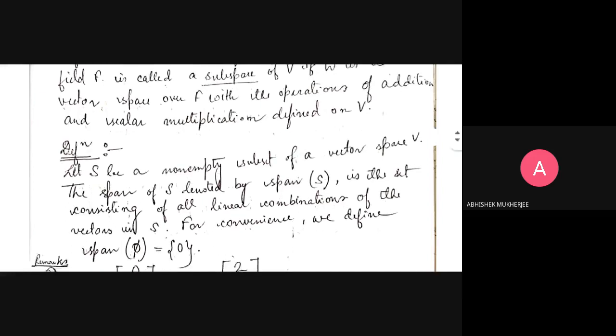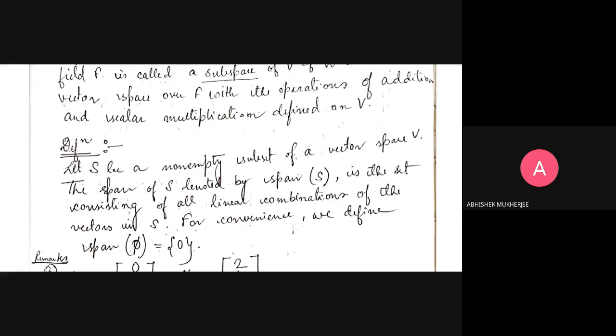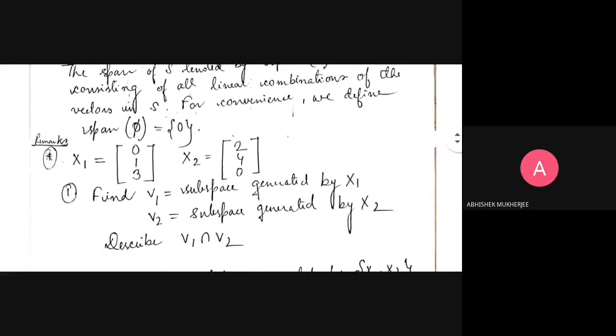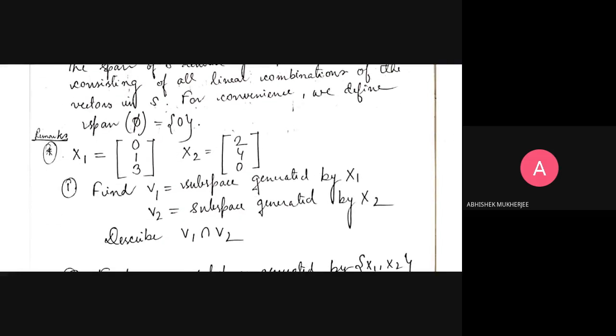So what is the span? That is, when S is a non-empty subset of a vector space V, the span of S, which is denoted by span S, is a set consisting of all linear combinations of the vectors in S. Now I will give an example about this.